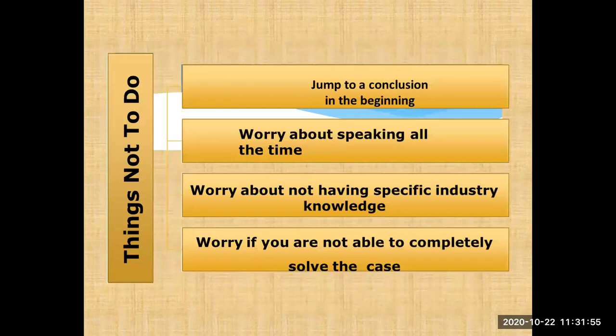Now, what are the things that we should not do as a case study solution provider? The very first: do not jump to the conclusion in the beginning, which means we are not patient enough. That should not be the case. We have to follow the SOP, the SOP for solving the case, follow that channel, and then at last come up with the solution or conclusion. We should not jump to the conclusion in the beginning. Then we should not worry about speaking all the time.